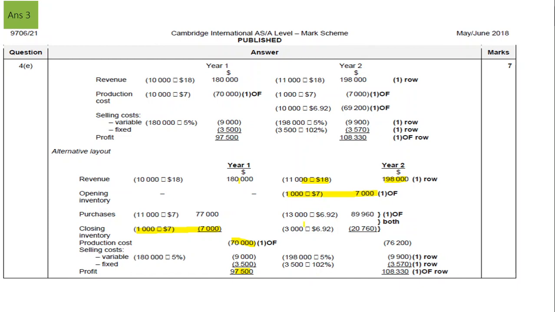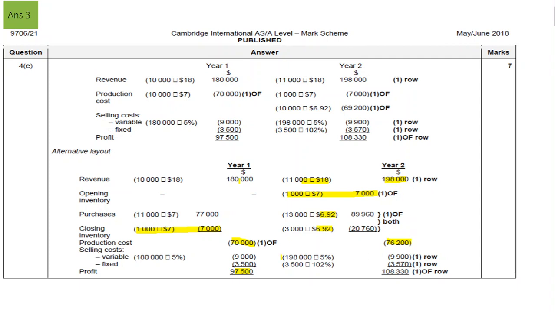Now in year 2, there is purchase of 13,000. You multiply with the production cost per unit which we took out. So this is how the production comes here. Closing stock we had got 3,000, so you multiply with the same production cost per unit, and here comes your cost of sales. If you add this two and subtract this, you get this as your cost of sales.